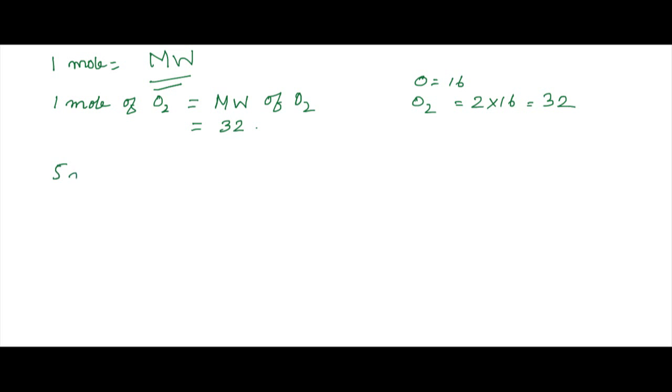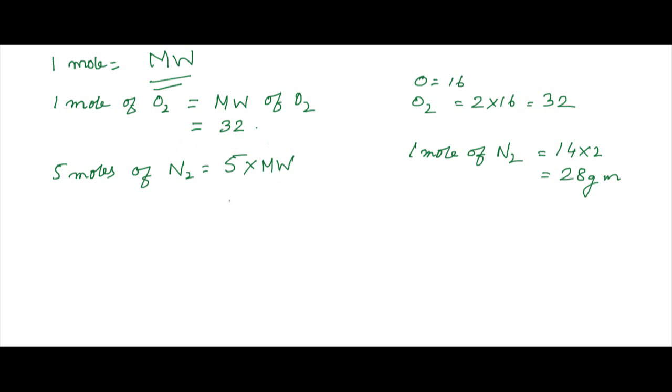Similarly, if I say 5 moles of nitrogen, what does it become? First of all, we have to find that 1 mole of N2 is equal to 14 into 2, that is 28 gram. So 5 moles of N2 will be 5 into the molecular weight, that is 5 into 28. So it will be 140 grams.